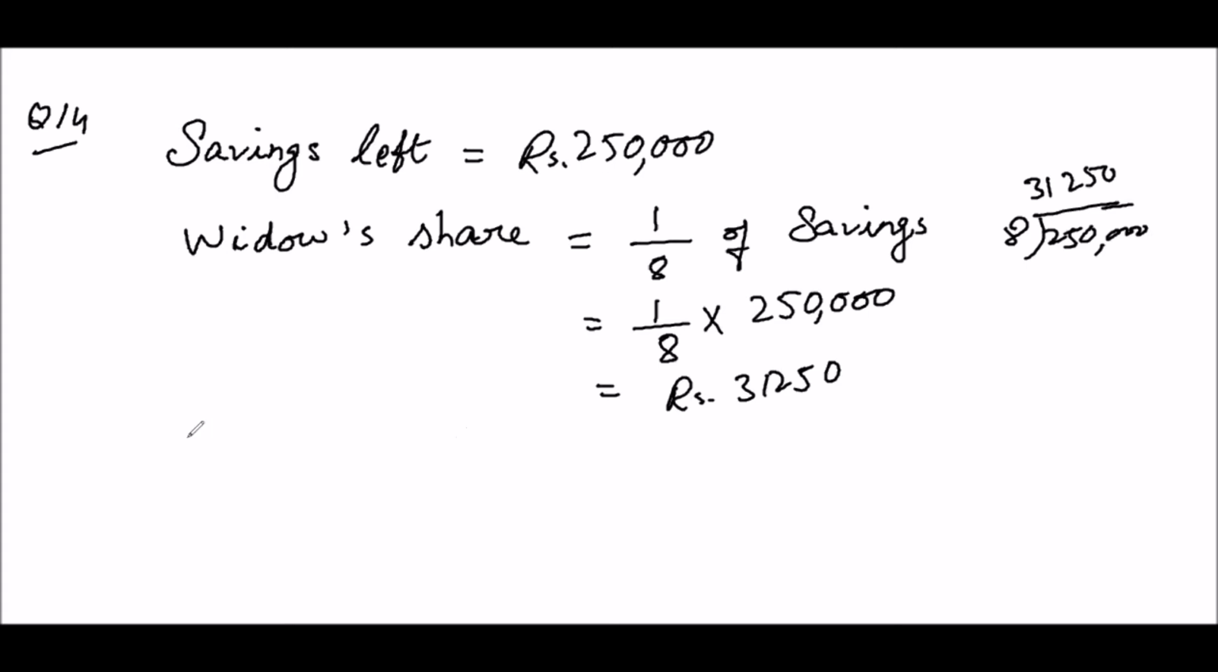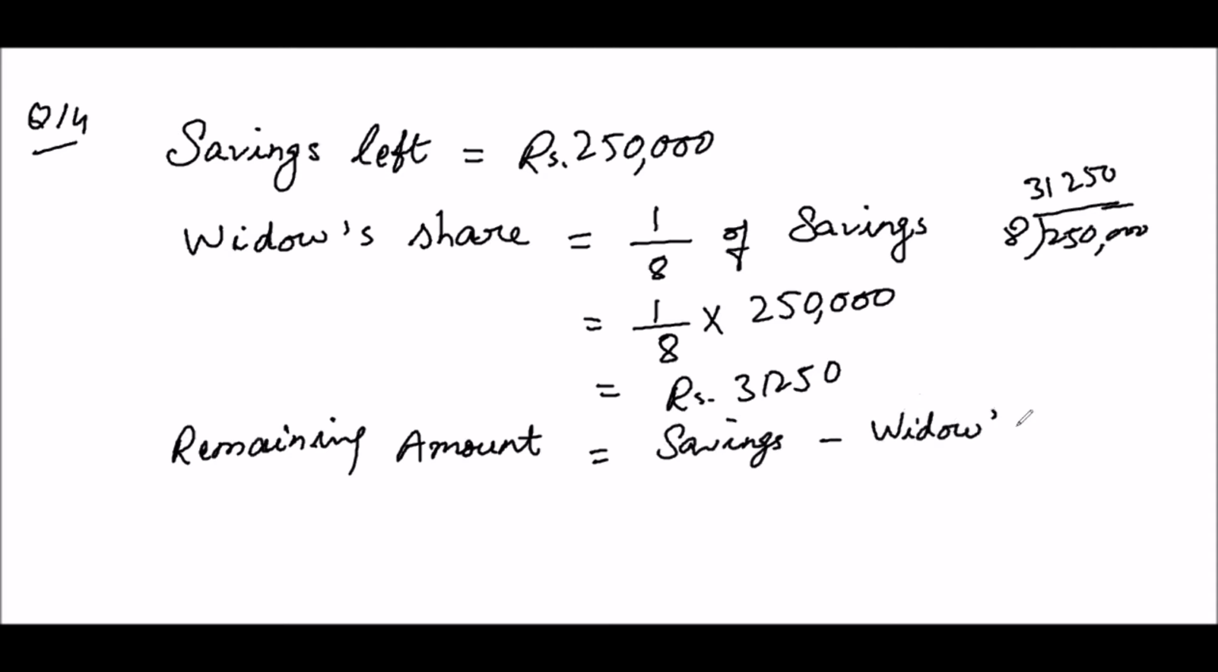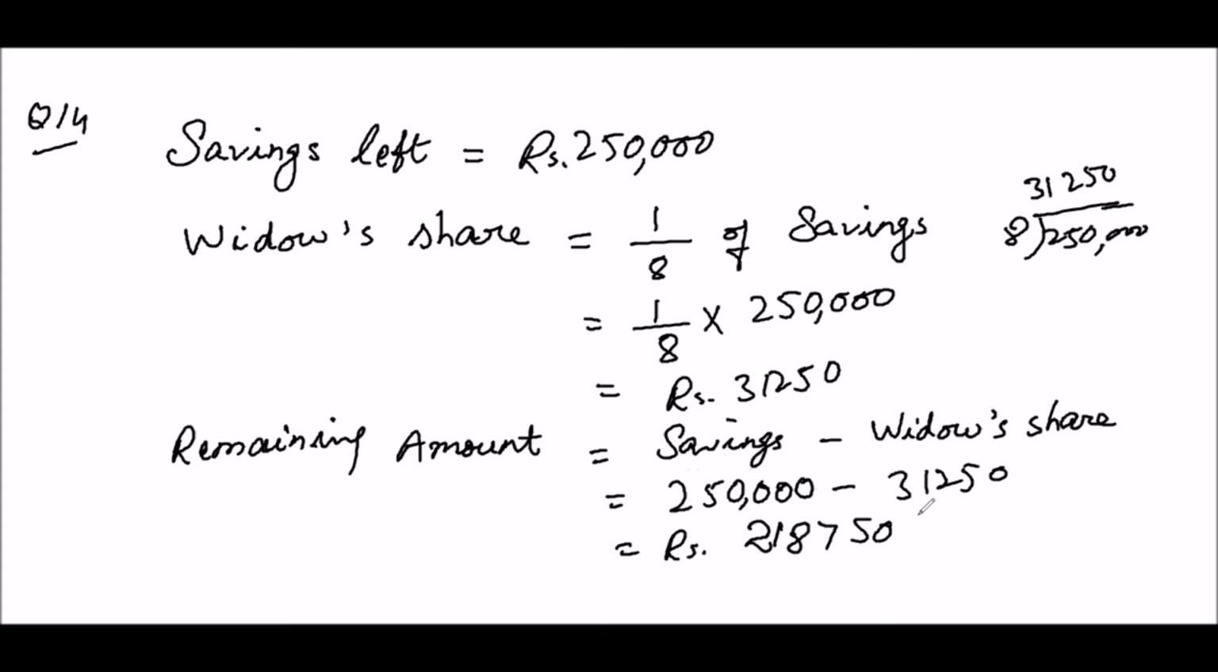Now the remaining amount will go to the children. Now the total amount or saving, from the savings subtract the widow's share. We get 218,750 rupees. It means 218,750 rupees or 2,18,750.